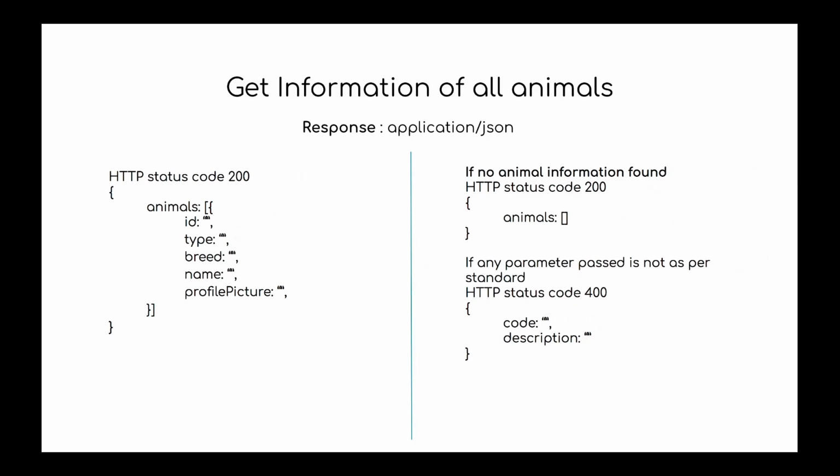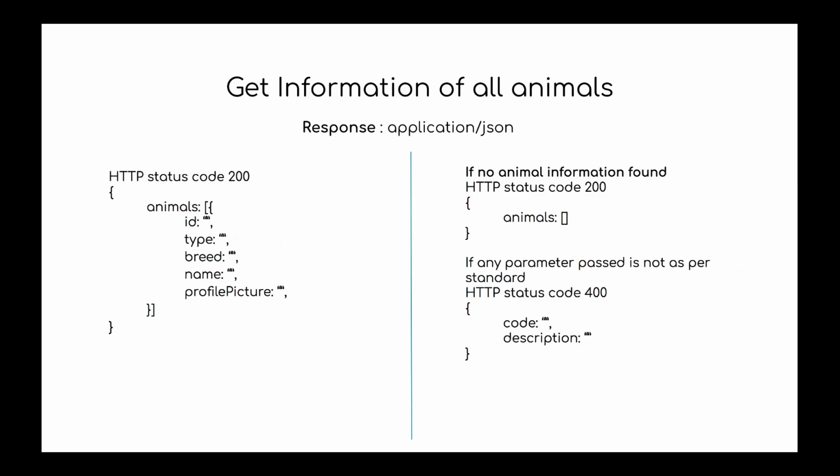It must have a document containing one field named animals. This field is a list of basic information about the animals. Each element in the list contains the unique ID of the animal, type, breed, name, and the URL of the profile picture of the animal. If there are no animals found as per parameters, the response status should be 200 and the body should have JSON containing the animals field having an empty list.